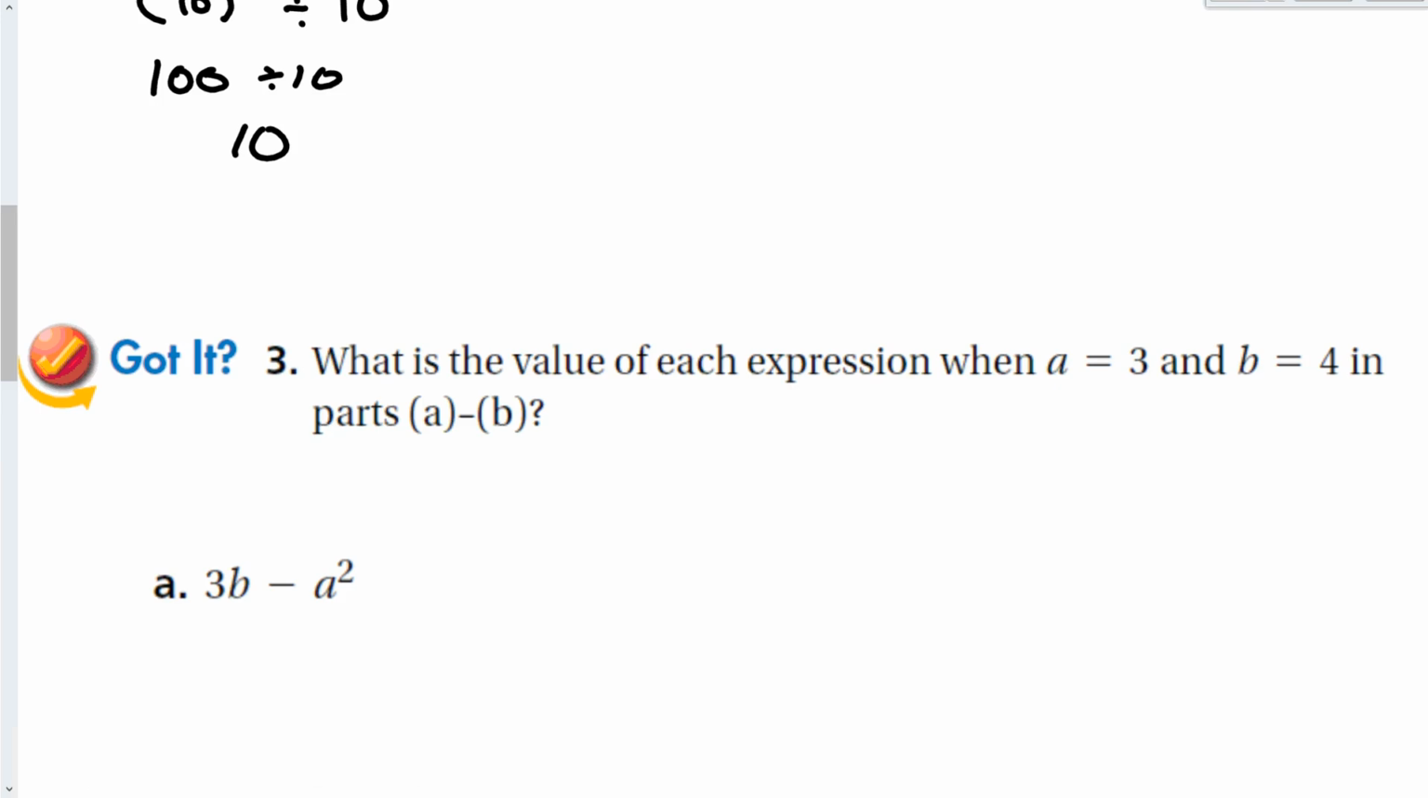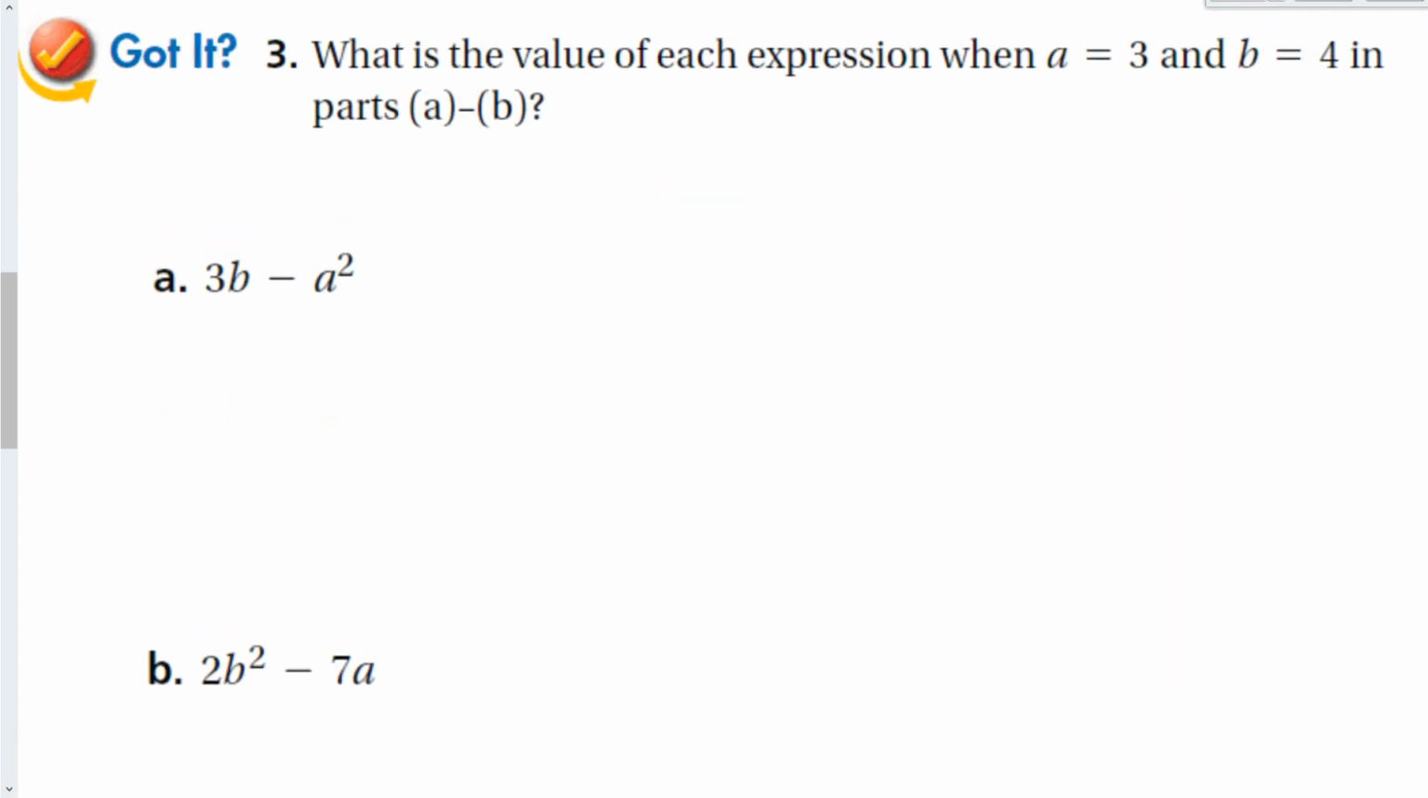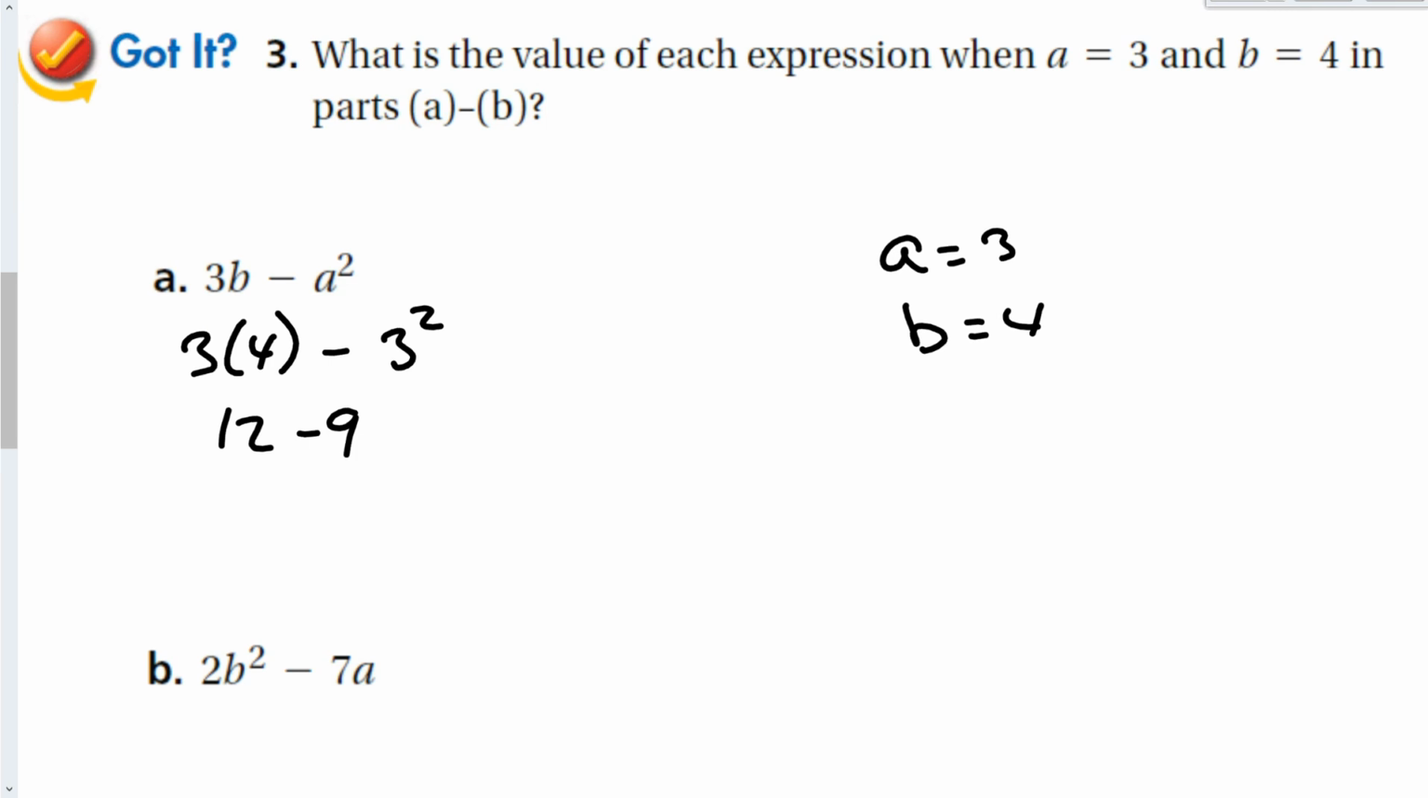Let's try some got it problems. So now a is equal to 3, b is equal to 4, okay, in both parts. So when we do these problems, we're going to do the same thing. Turns into 3 times, whoops, 3 times b, which is 4, minus 3 squared, which is 12 minus 9. I did both steps at once. We should, of course, do the 3 squared first, and then the multiplication, and then the subtraction to give me 3.